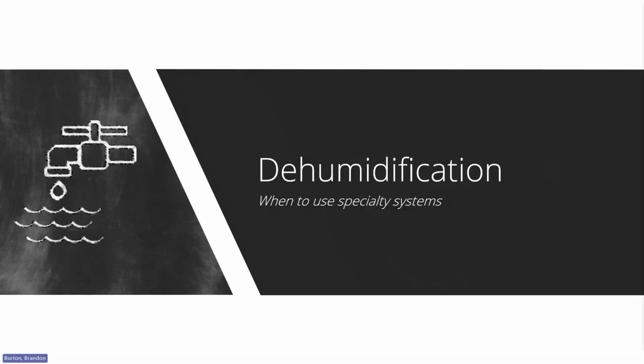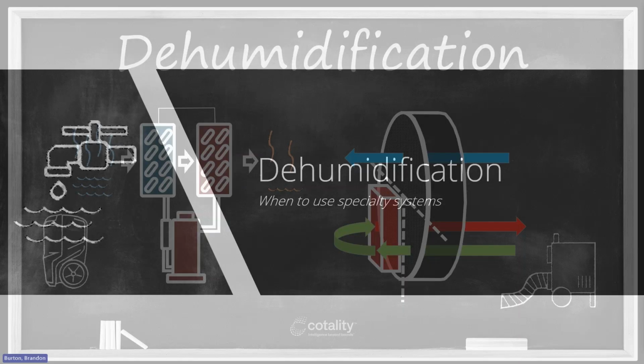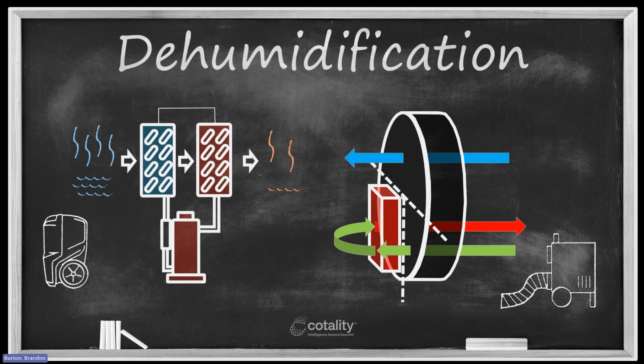Let's start off by digging into dehumidification. So with dehumidification, when we talk about specialty systems, the primary conversation is about refrigerant dehumidification, which we see on the left-hand side of the slide, versus what we call desiccant dehumidification, which we see on the right. Starting off with the refrigerant over on the left, this is the most common type of dehumidifier that's being deployed in our industry today.